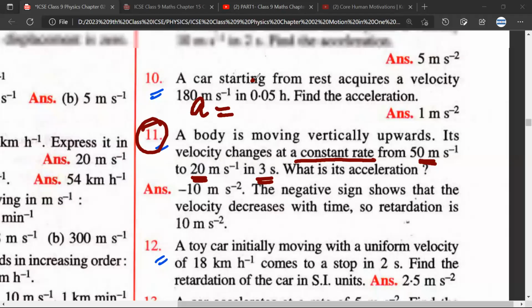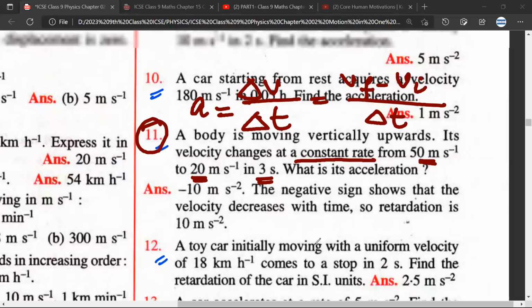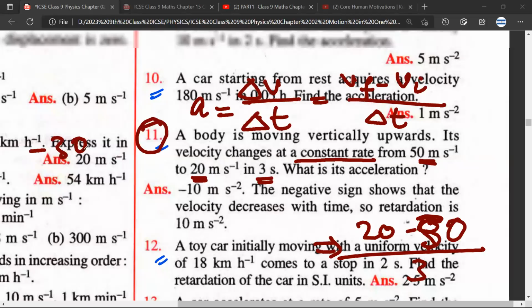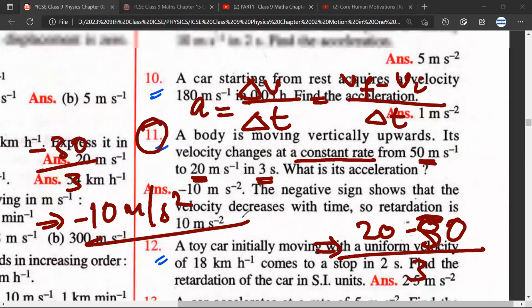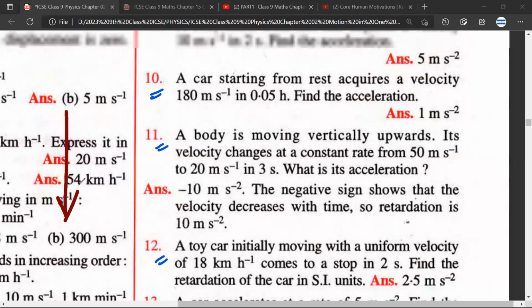So again, acceleration is delta v upon delta t. So this is v final minus v initial upon delta t, and it is 20 minus 50 upon 3. This would be equal to minus 30 upon 3, and this would be equal to minus 10 meter per second square. Avantika, is it making sense? So this minus 10 meter per second square is the acceleration due to gravity. Basically, it is the retardation which is pointing in the downward direction.